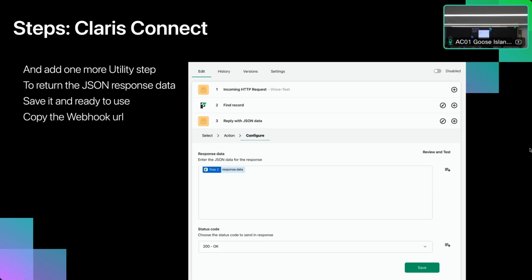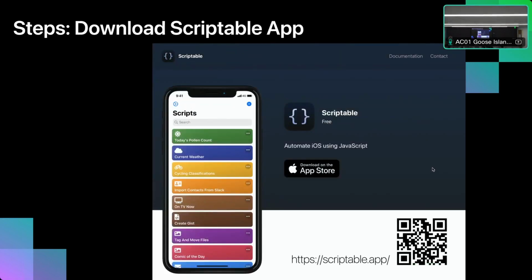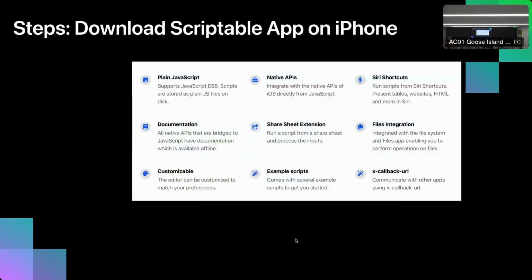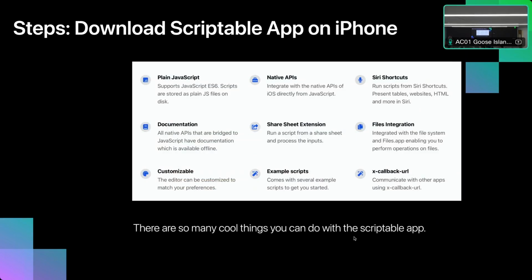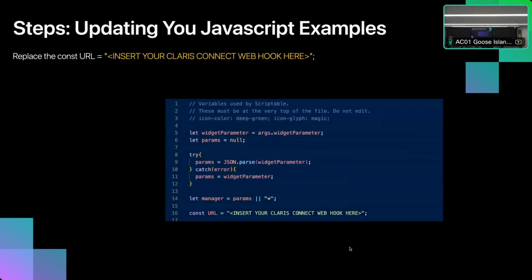Copy the webhook URL. You go into the Scriptable app. Once it's installed on the phone, there's a lot of features that you can look at with the Scriptable app. But there's a lot to talk about there, but I'm not going to go into that detail on the Scriptable app. You can explore that. We're just scratching the surface with what's possible with this tool.